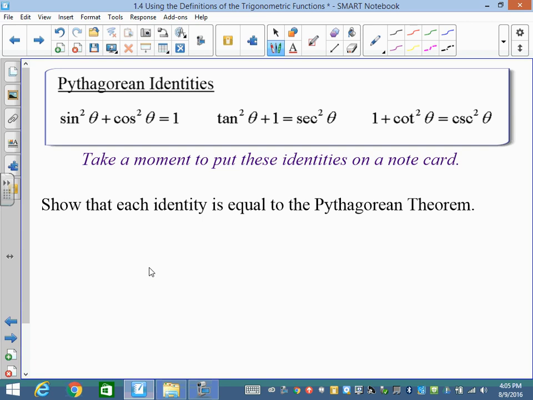Okay, on this one here, take a moment to put these identities on your note card. You're going to pause this anyway, so I'm going to throw this out there. It says, show that each identity is equal to the Pythagorean theorem. Hopefully somebody will remind me, but we will do this tomorrow in class and talk about the identity, because I know in the homework, at least one of the problems asks you to prove one. And so we'll do the other one in class.